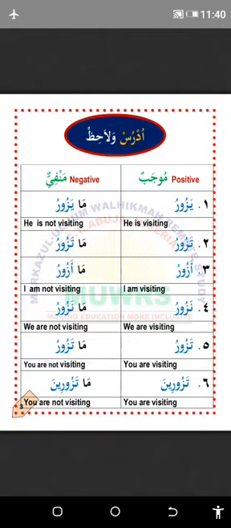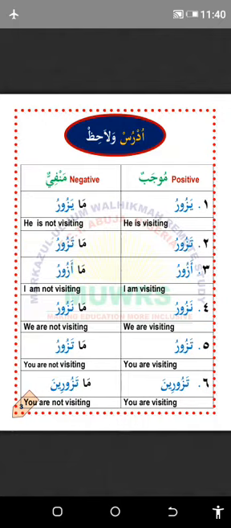For instance, wahid, number one. Yazuru, he is visiting. Ma yazuru, he is not visiting. Ithnan, number two. Tazuru, she is visiting. Ma tazuru, she is not visiting. Thalatha, number three. Azuru, I am visiting. Ma azuru, I am not visiting. Arba'a, number four. Nazuru, we are visiting. Ma nazuru, we are not visiting.